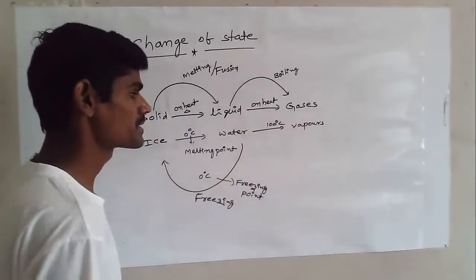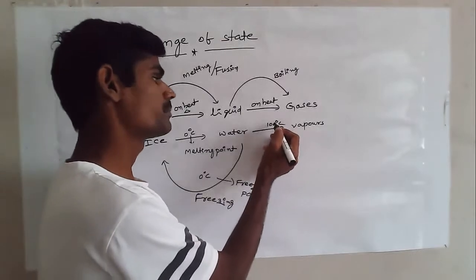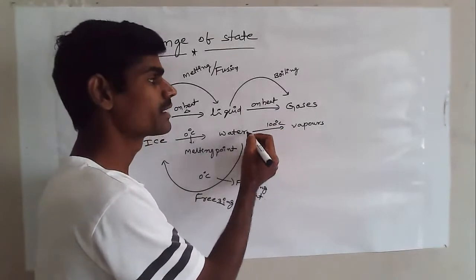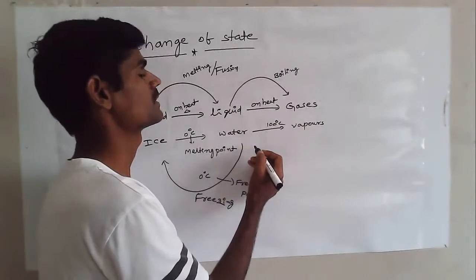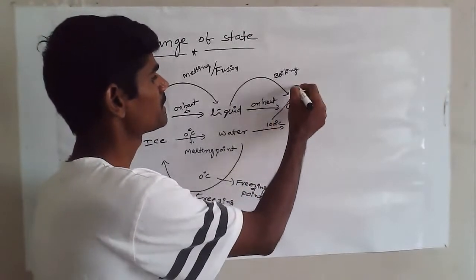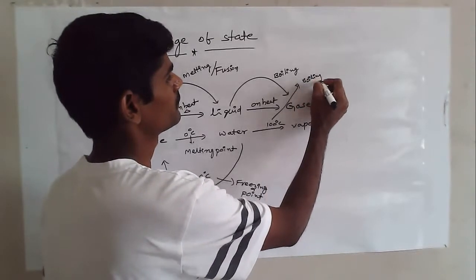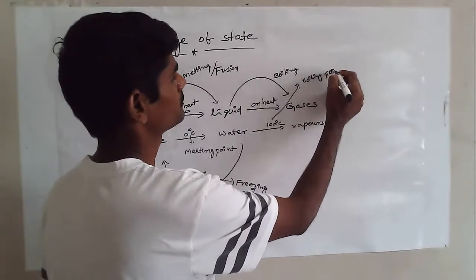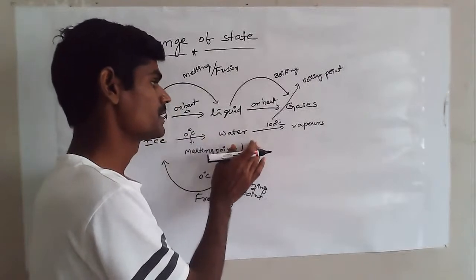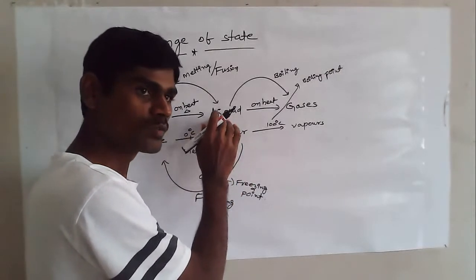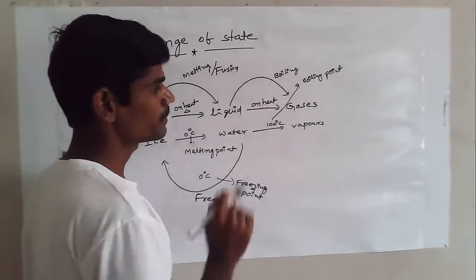100 degrees Celsius is the boiling point of water. At this particular temperature, the water directly converts into vapor state. This particular temperature is called the boiling point of water. Boiling point: the temperature at which a substance directly converts from liquid to gaseous state is called the boiling point.